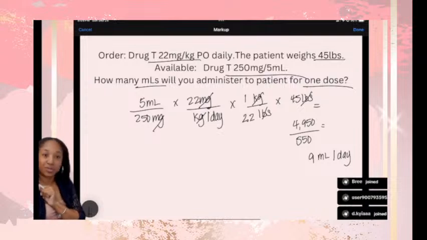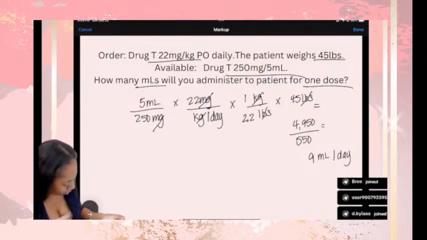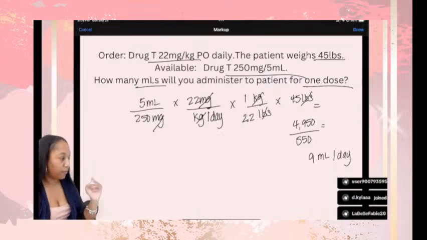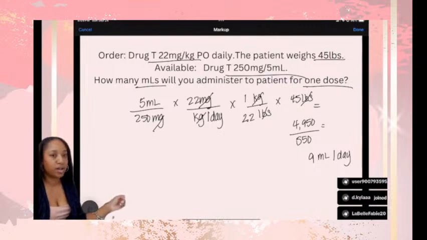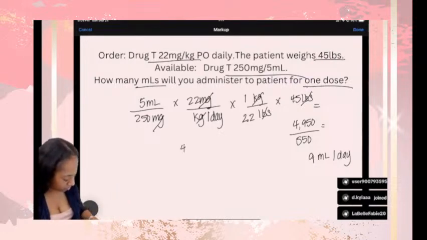Now for Mr. Tony, if you're still here, how we would do this with ratio and proportion: you would need to find out first the weight in kilograms, and then you can multiply your weight times your order. So the weight in kilograms is going to be 45 pounds divided by 2.2, right?